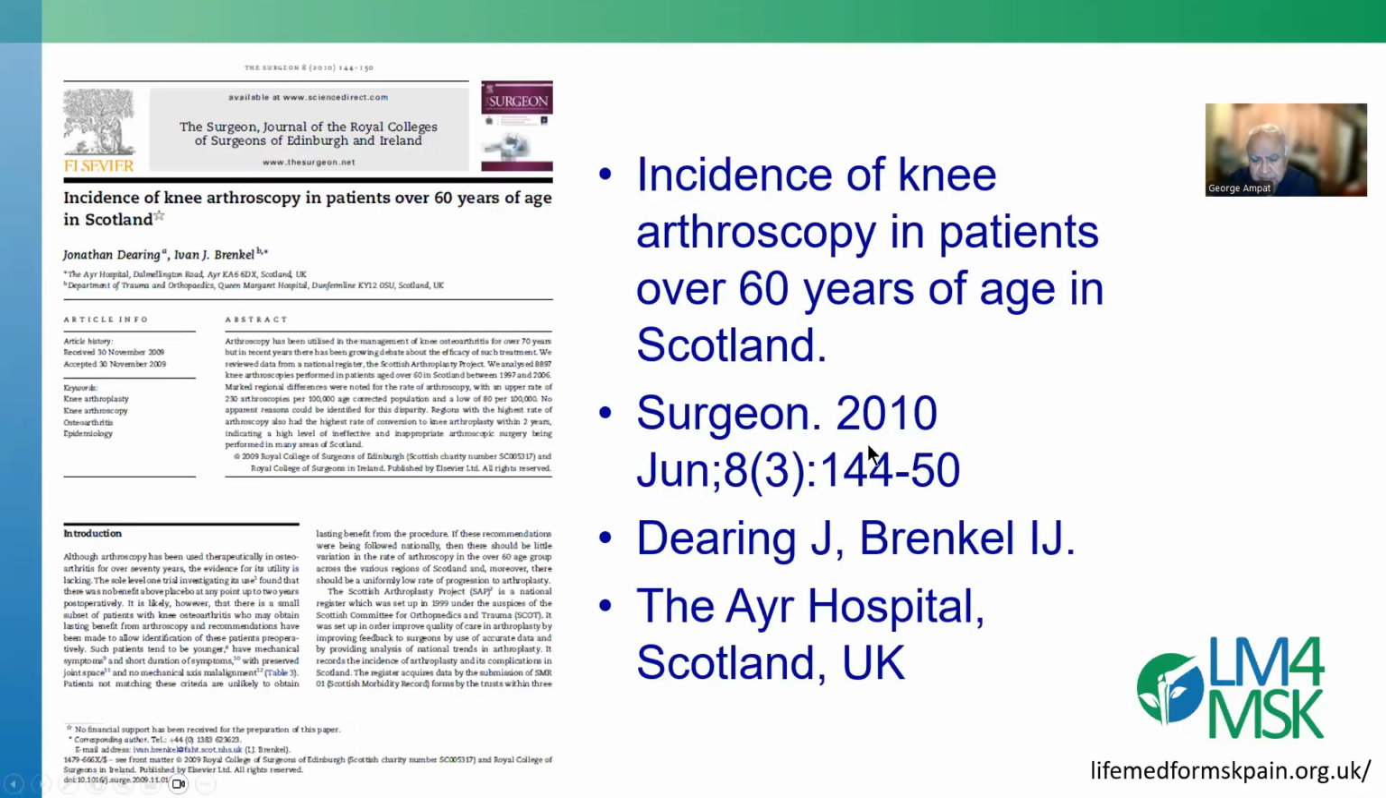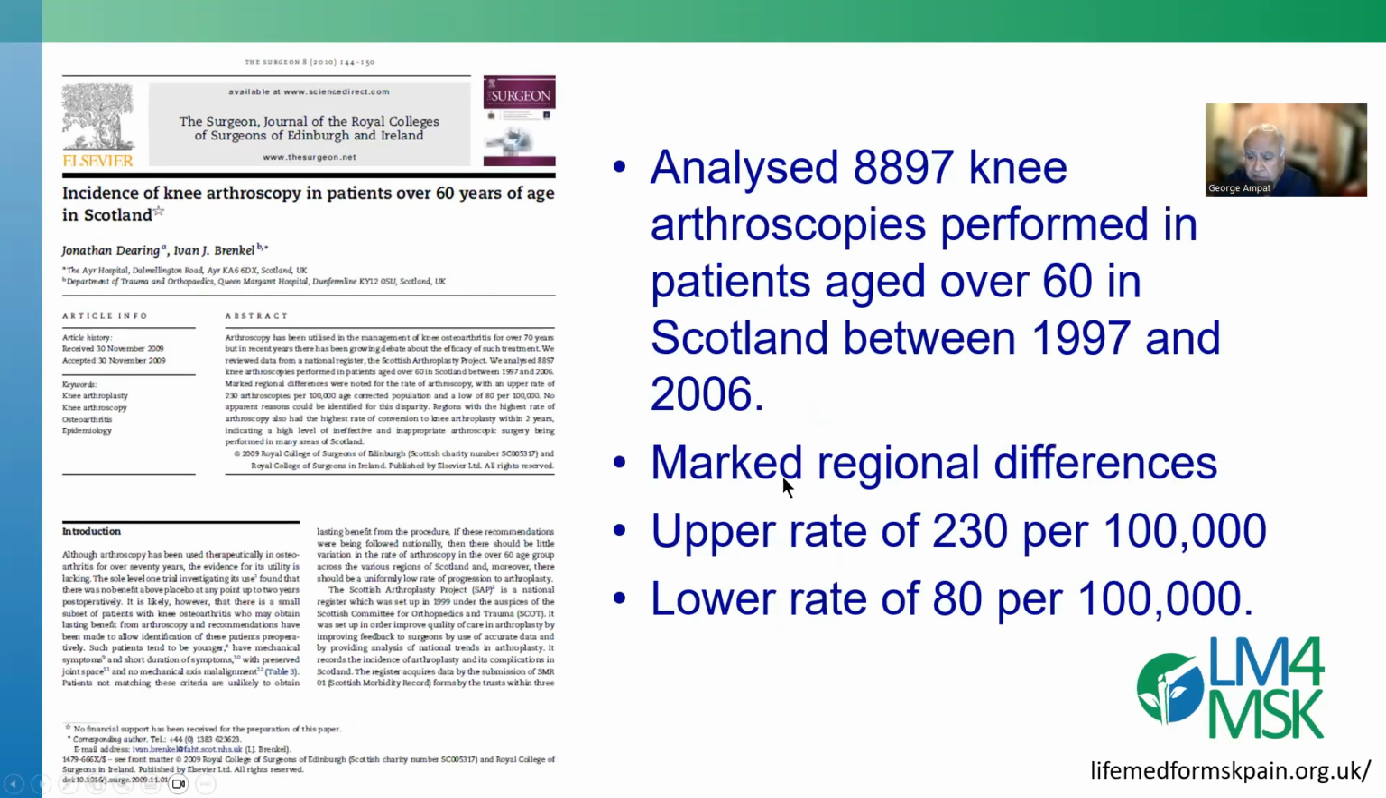This is another interesting study. I know it's slightly old. The study is from Scotland. They looked at patients who were having arthroscopy, and they found that there was severe variation. Some parts of Scotland had a very low rate of arthroscopy, 80 per 100,000. Some parts had a very high rate, 230 per 100,000. So nearly triple. The demographics of the population were the same, but then why was there so much difference? They found that hospitals which had more knee surgeons had more operations than hospitals which had fewer knee surgeons.